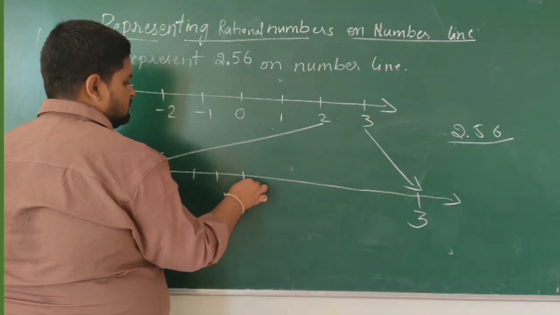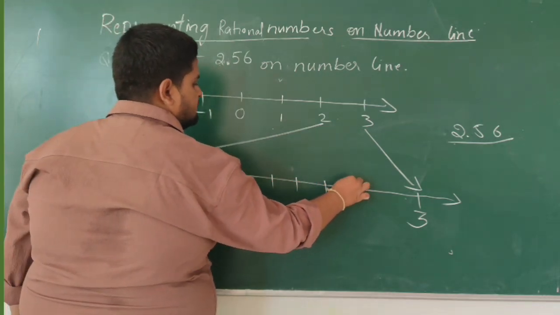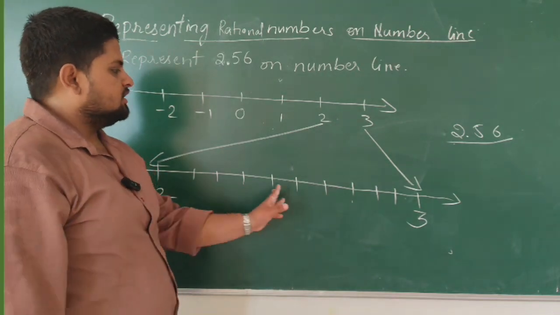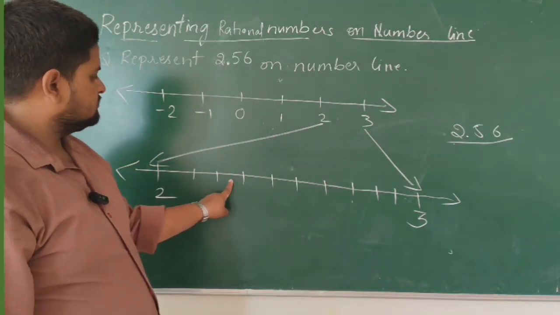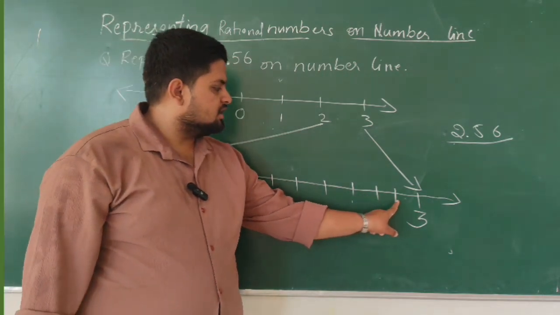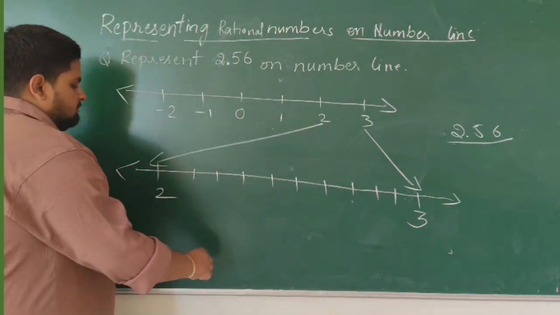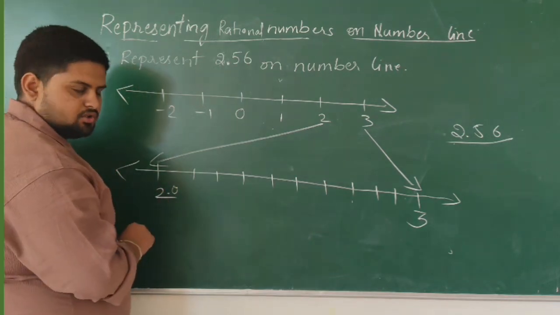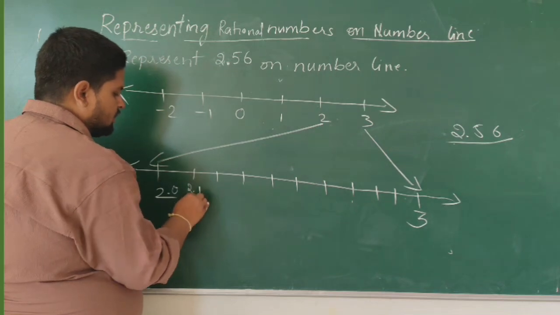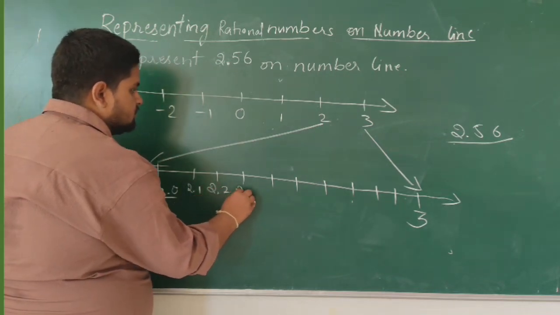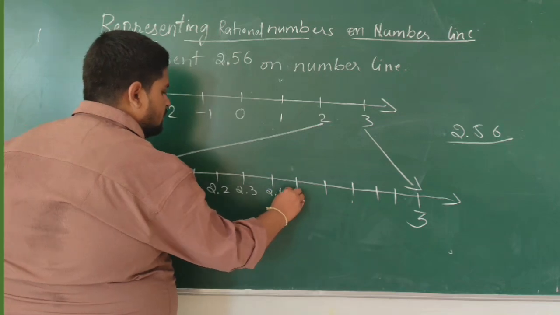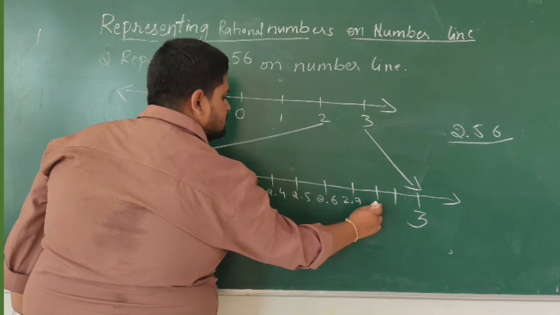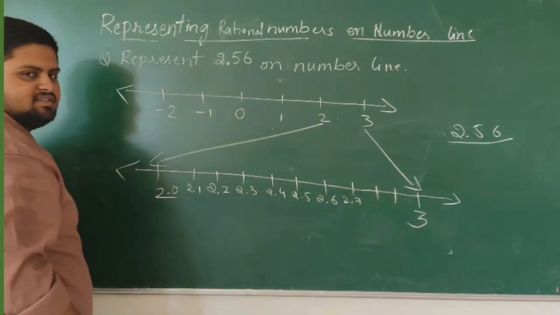1, 2, 3, 4, 5, 6, 7, 8, 9. So in between 2 and 3 I have put 9 lines, so it is divided into 10 parts. So now let us start numbering. From here, this is 2, which can be written as 2.0. The next part is 2.1, the next is 2.2, 2.3, 2.4, 2.5, 2.6, 2.7, 2.8, 2.9 and 3.0.